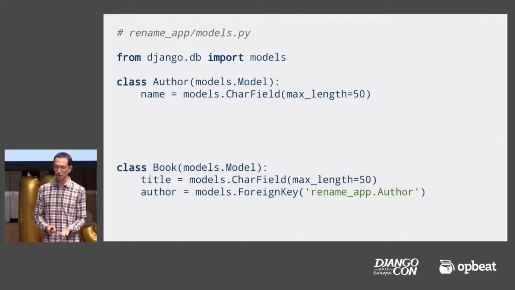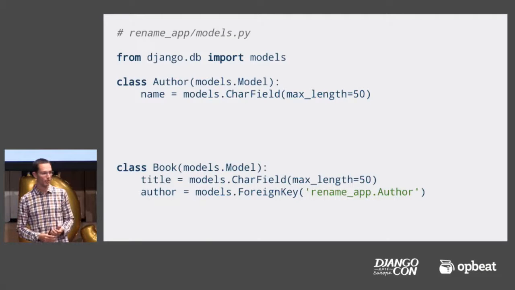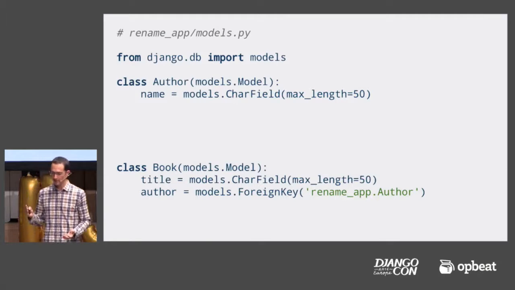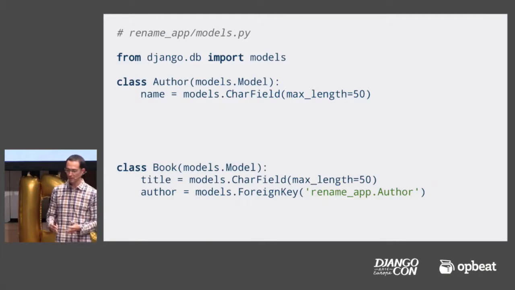So let's start off with the author and the book model again, because we all love books and authors. So we have this foreign key from a book to an author, and I think it's pretty straightforward.